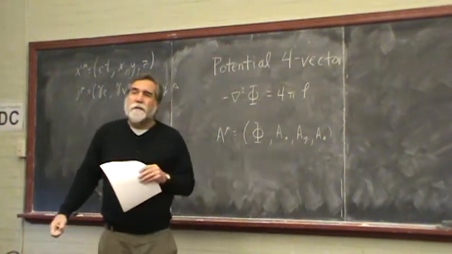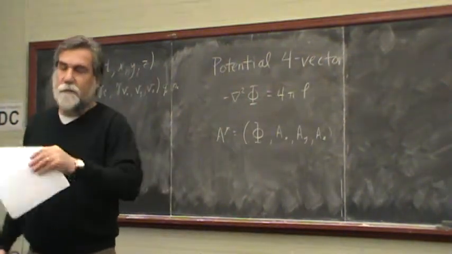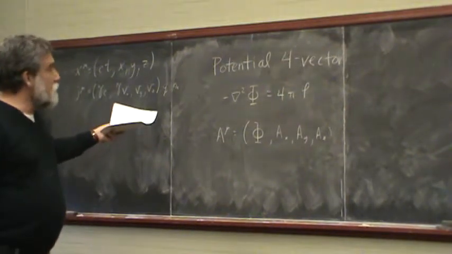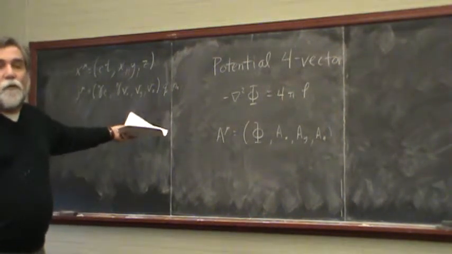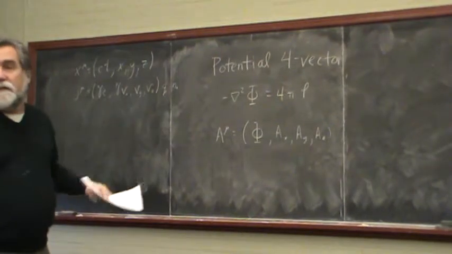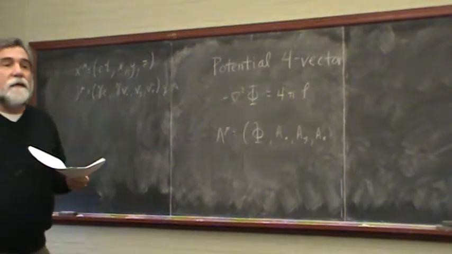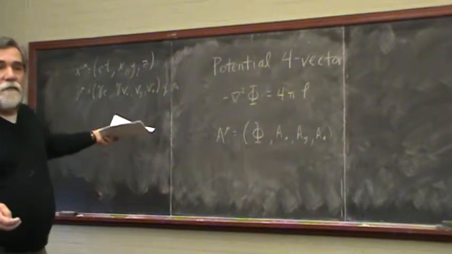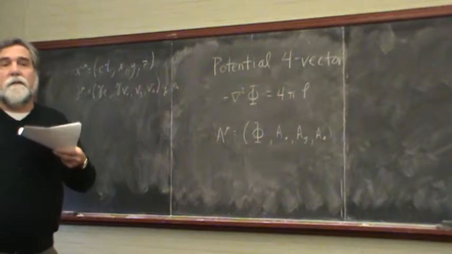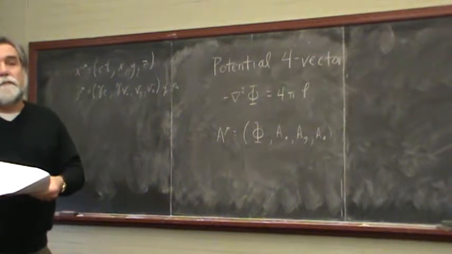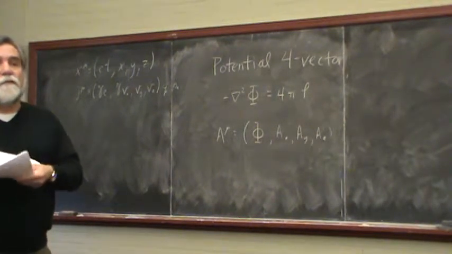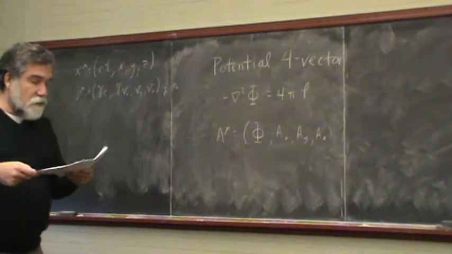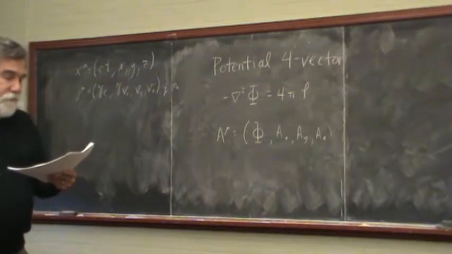What we're actually going to do here, probably into the next class, is figure out what form that must have and what form the field must have that would give rise to that, such that it obeys the rules of special relativity and transforms the way it should under Lorentz transformations. What should those A's actually look like?